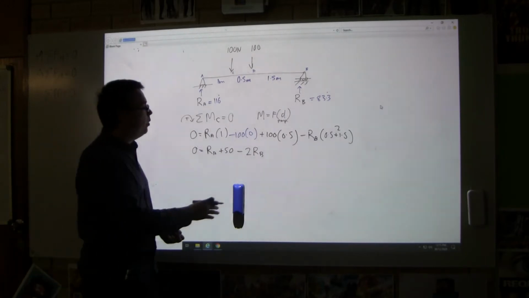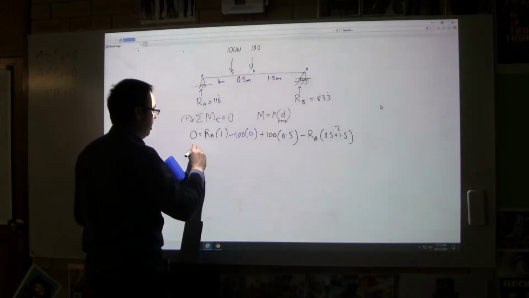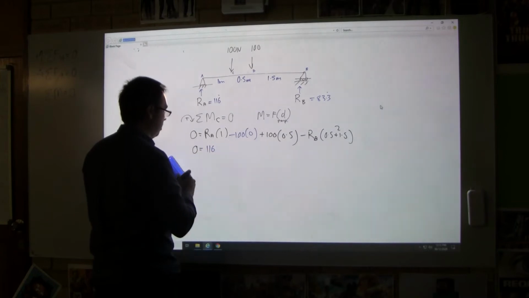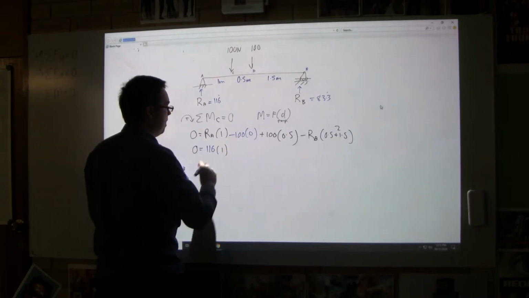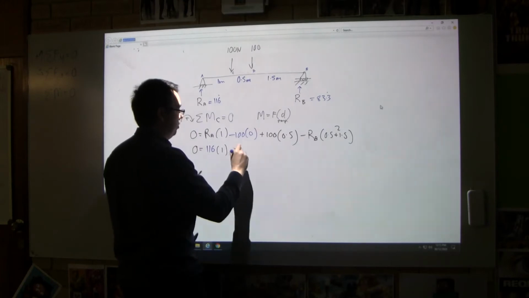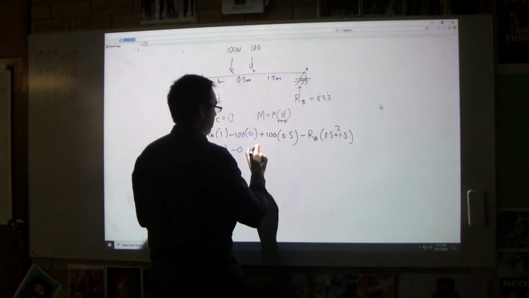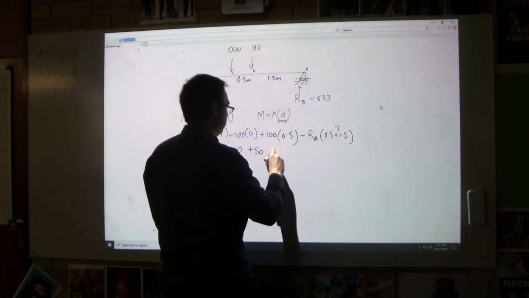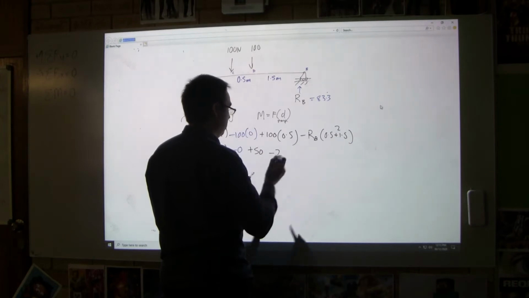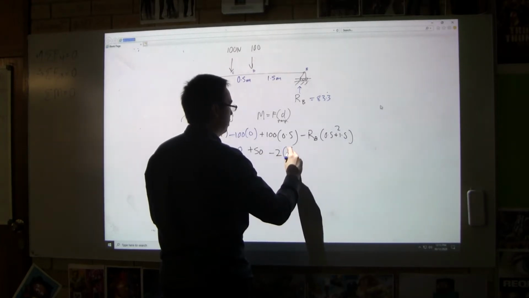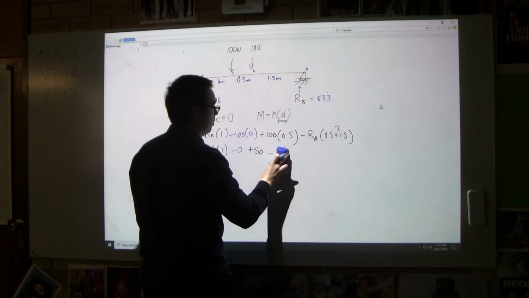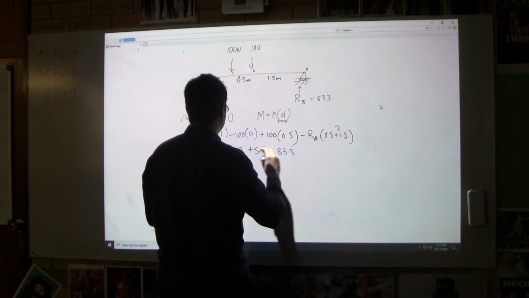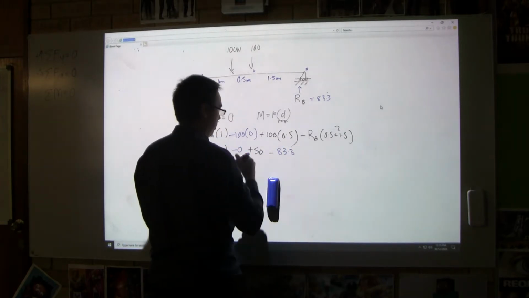Okay. So what we're going to do instead is use the values that we've already found. We're going to substitute those in. We're going to say 116 times 1 meter minus 0 plus 50 minus 2 times brackets, for consistency I should write that differently. I should write that as 83.3 brackets.